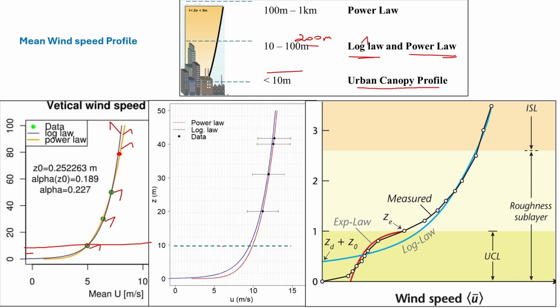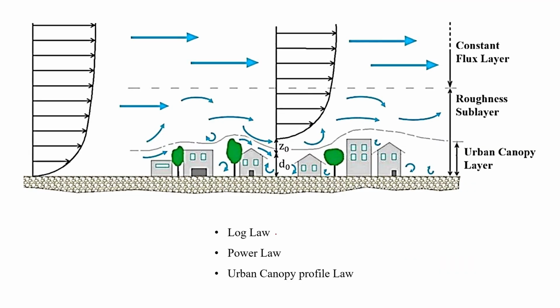Here also, after 10 meters and within 100, black is the experimental data, and blue and red are the power law and log law. After that height they found only the power law matches the experimental data. And yeah, these three laws we are going to see: the logarithmic law, the power law, and the canopy profile law. We will discuss both the no obstacle case and the with obstacle case.